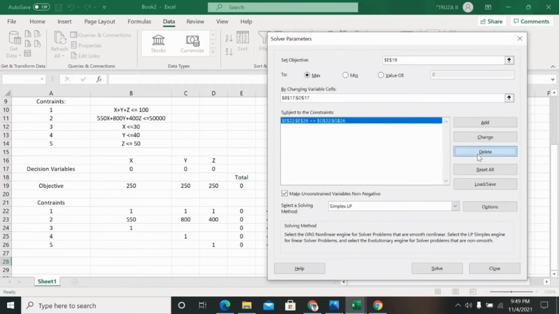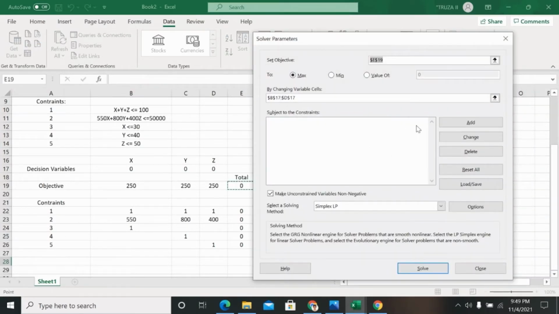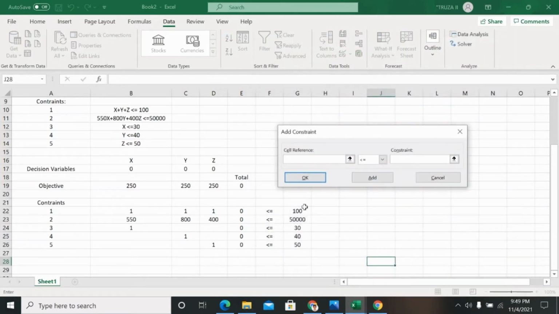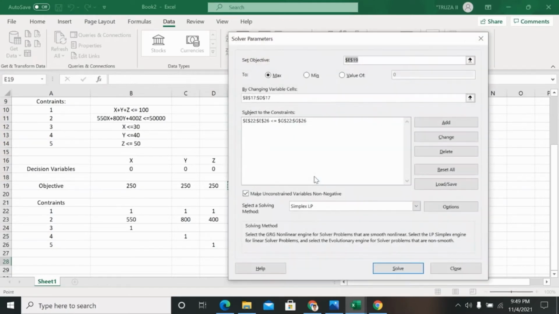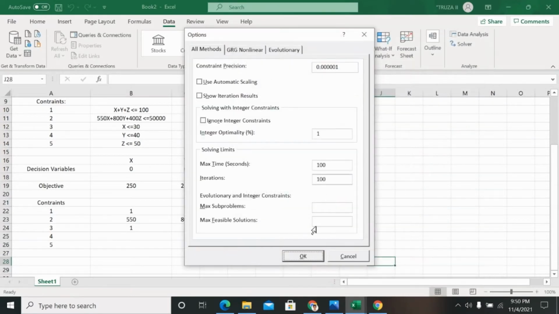For the constraint, we add a constraint, and the cell reference is this one. The total of constraints 1 to 5 should be less than or equal to this one. So we click OK, and then in the options, we set 100, 100, okay.